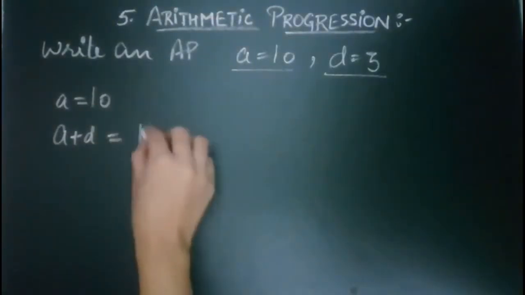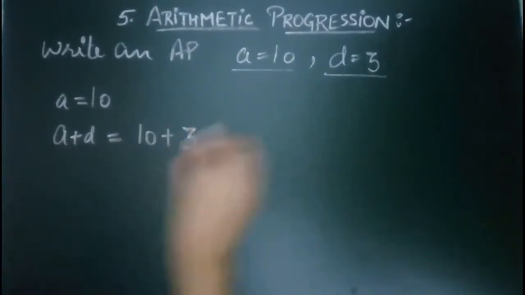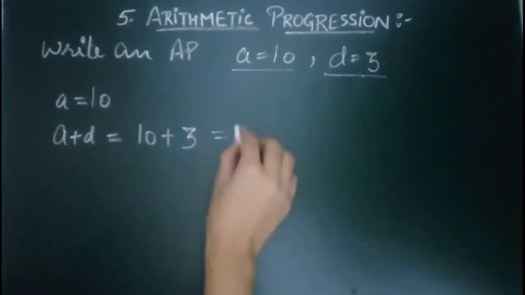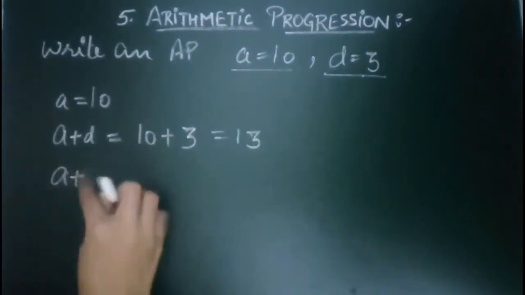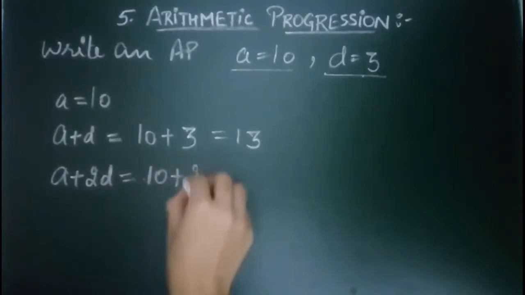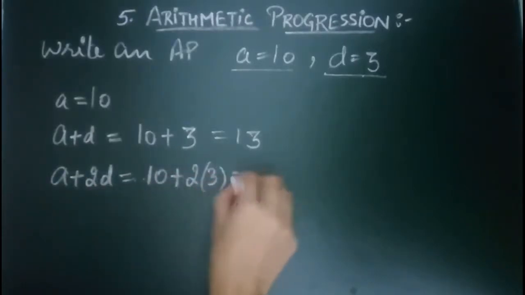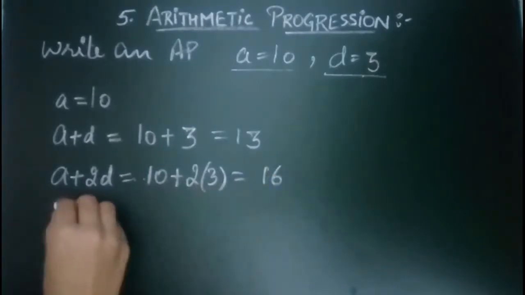A plus D, that is 10 plus 3 because D is 3. This will be equal to 13. The third term is A plus 2D. This will be equal to 10 plus 2 into D, and this will become 10 plus 6, 16.